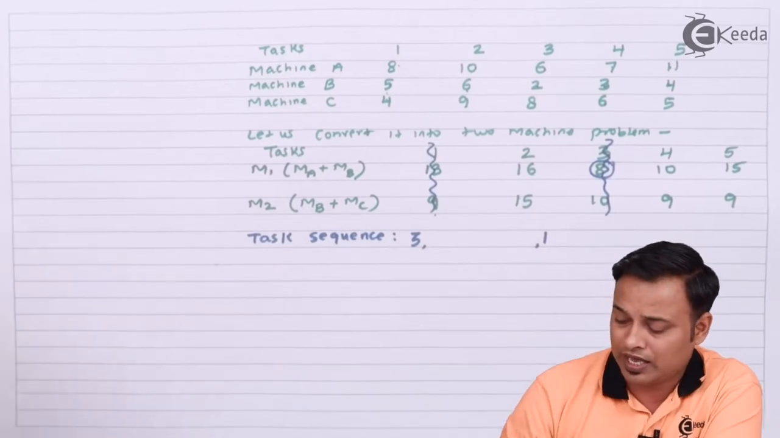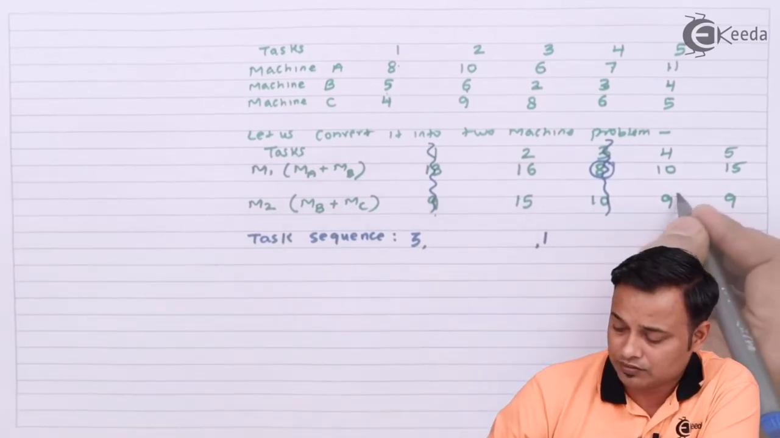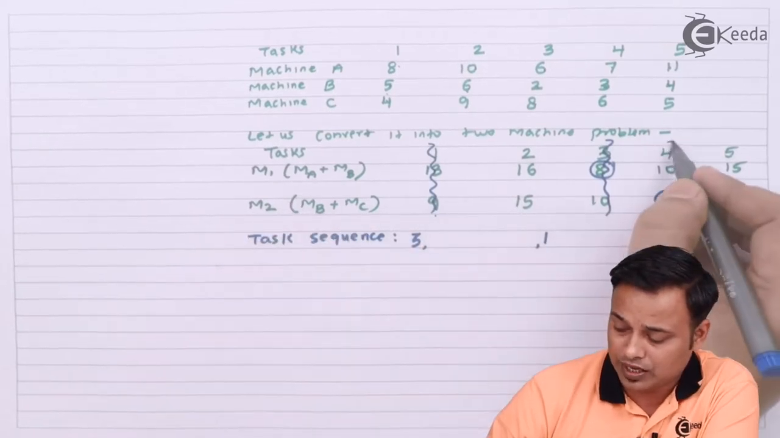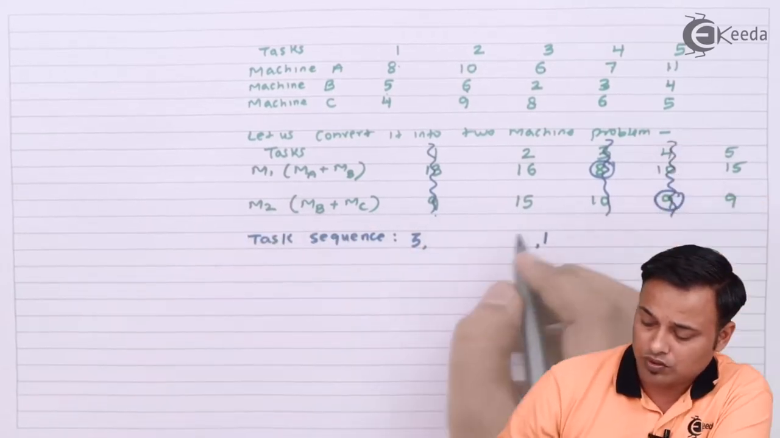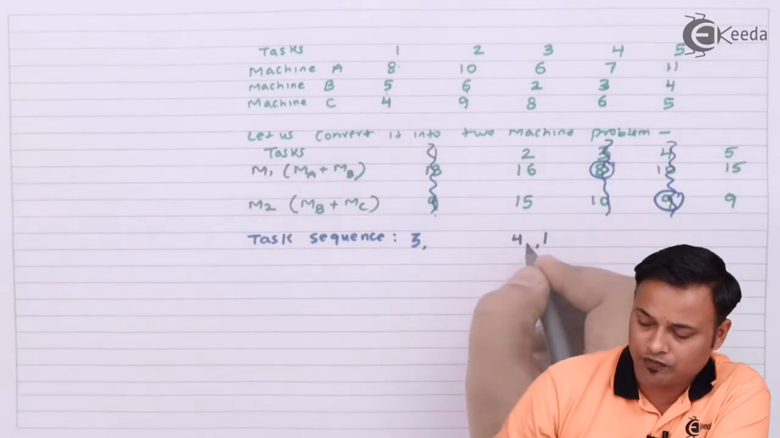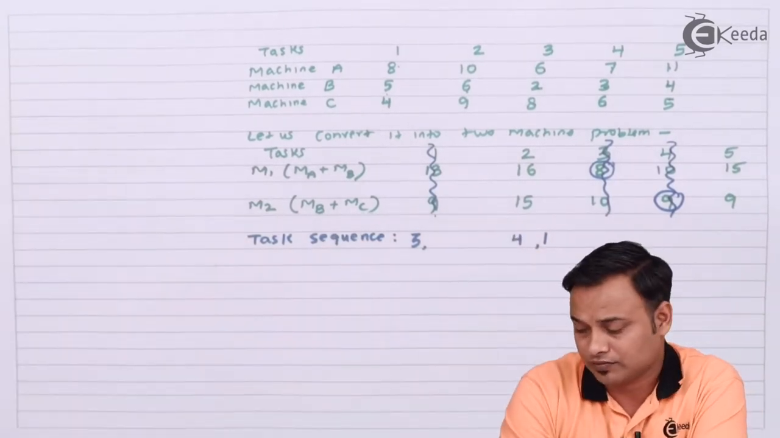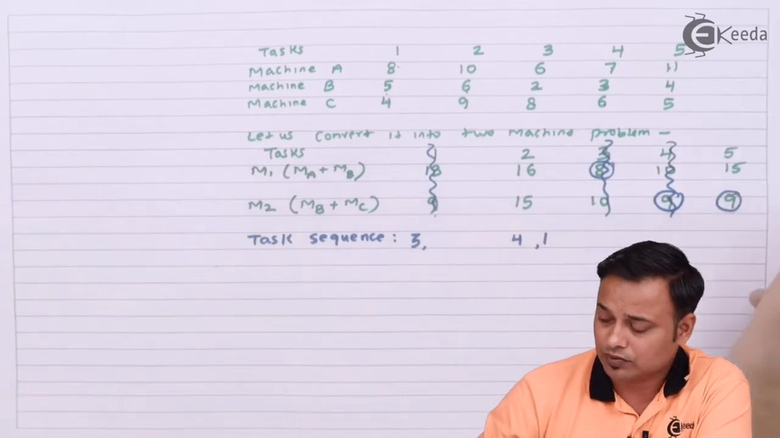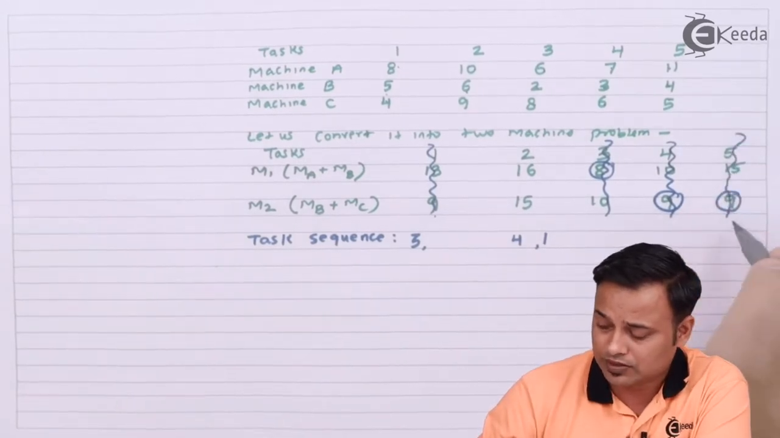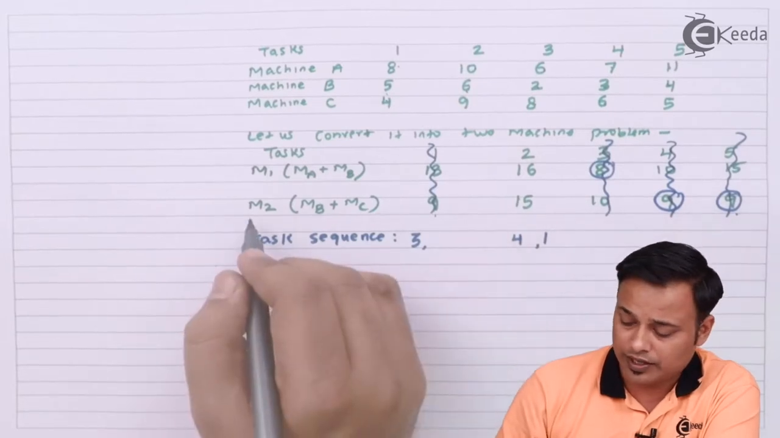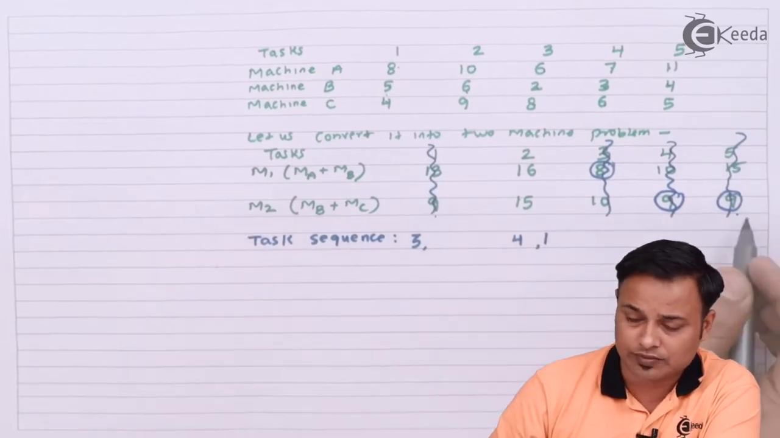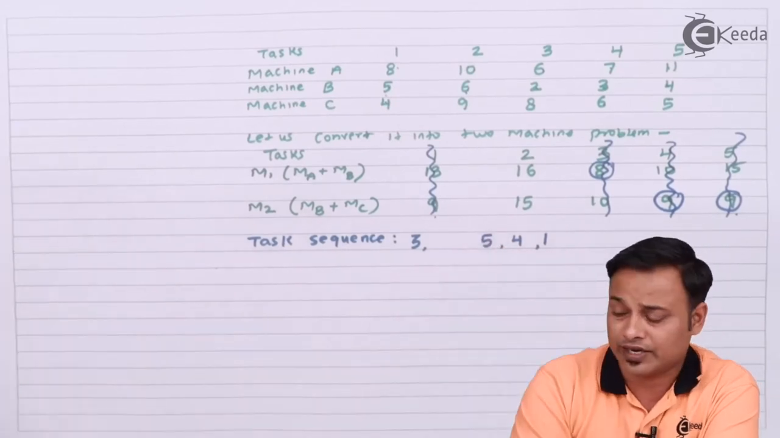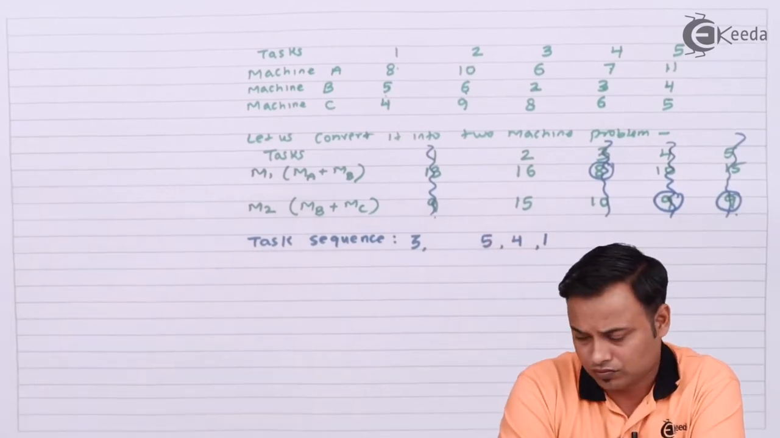Next, again I have one more 9 here, which is against machine 2. So I'll place task 4 on the right side before task 1. Phir se ek 9 hai apne paas yahan pe lowest number. So I'll place task 5 against this 9, comes against 5. So I'll place task 5 on the right side before 4.